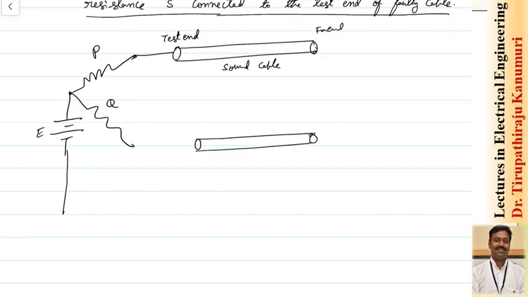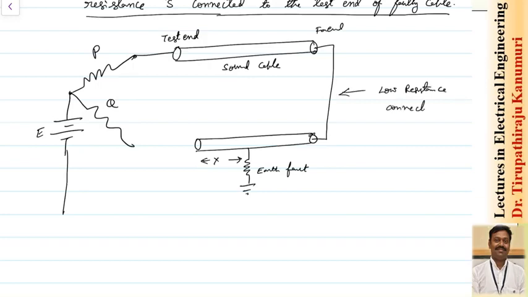Similarly, let us assume the cable under test is located here. This cable has some earth fault, which has happened through some fault resistance. So this is my earth fault that has happened in the cable. Let us assume it happened at a distance of X from the sending end, and at the second side the cables are connected together using a low resistance connection. So this is my faulty cable.